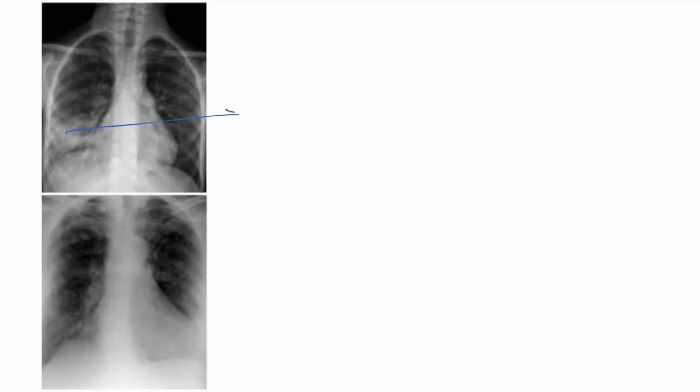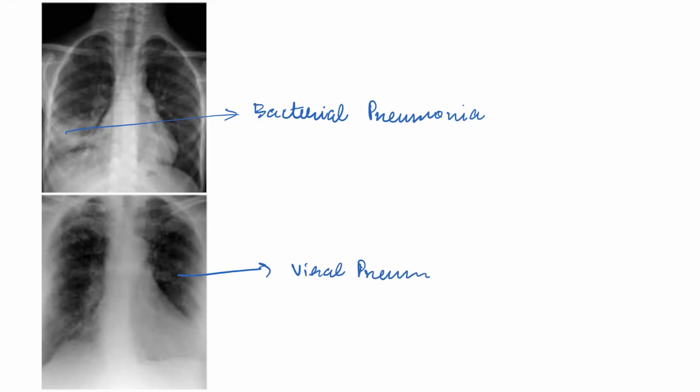This picture shows bacterial pneumonia. In case of bacterial pneumonia, there is alveolar opacity and it is confined to a lobe as you can see in this picture. This is viral pneumonia. As you can see, in viral pneumonia there is interstitial pneumonia. This CT scan shows lung cancer.